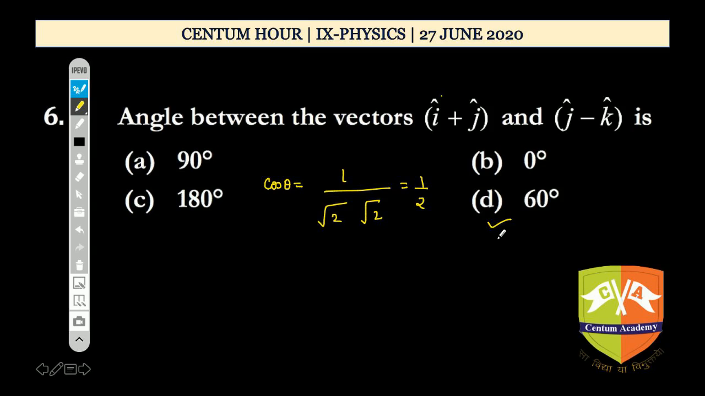Sir, could you repeat? I will repeat, beta. The formula for the angle between two vectors is cos theta equal to their dot product divided by the product of their individual magnitudes. So what is the dot product between this vector and this? 0i, 1j, 0k into 1j minus 1k, divided by square root of 1 square plus 1 square, square root of 1 square plus 1 square. Got it?